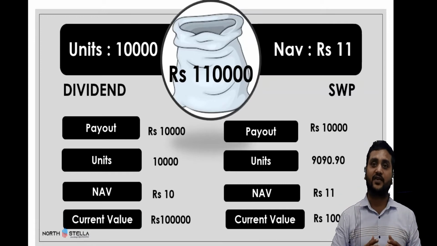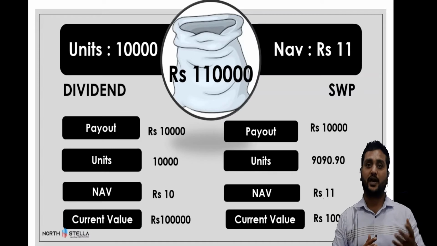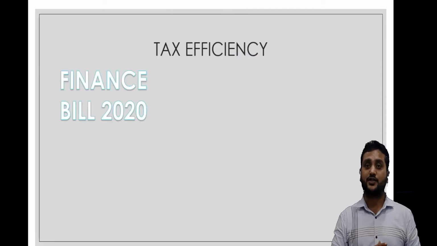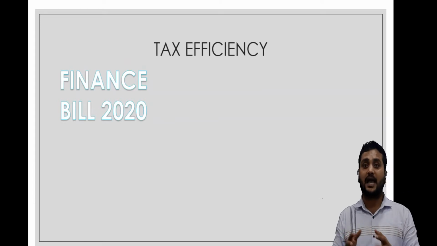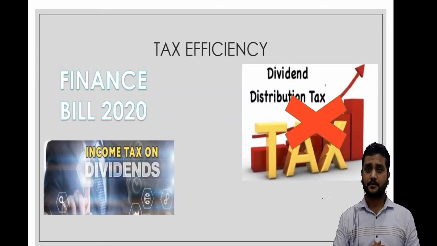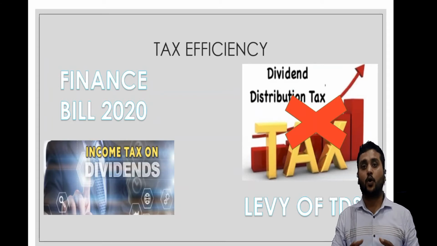So what is the biggest difference between the dividend and the systematic withdrawal plan, which makes SWP a lucrative option? It is the tax efficiency part. After the Finance Bill 2020, there is a complete abolition of dividend distribution tax. Whatever dividend I am receiving is added to my income and is taxed as per my tax slab. Also, there is a levy of TDS, so there is a TDS deduction before I receive my dividend in my hand. So the tax efficiency is what makes SWP a more lucrative option.